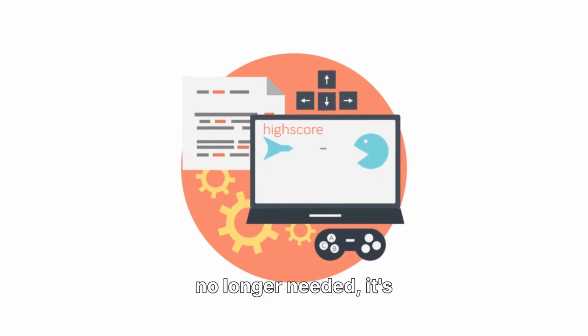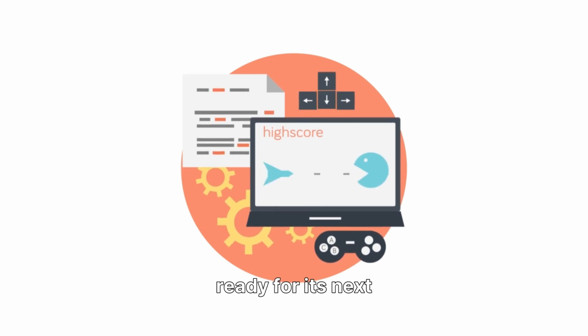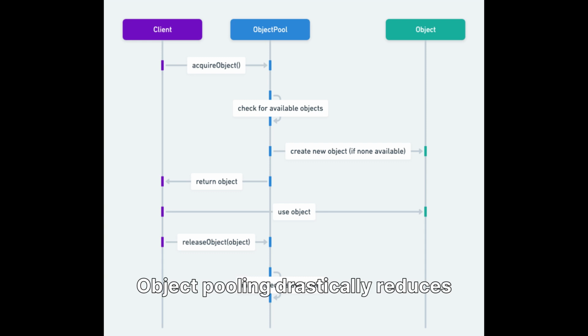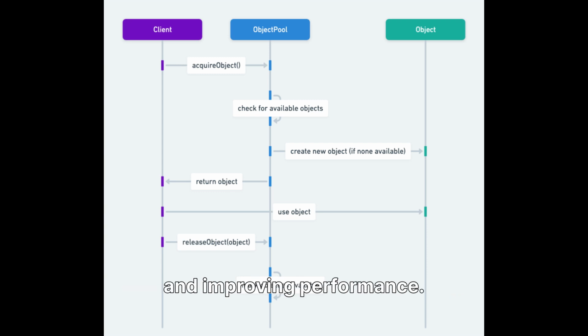When an object is no longer needed, it's returned to the pool instead of being destroyed, ready for its next use. Object pooling drastically reduces the need for continuous allocation and deallocation, thereby minimizing garbage collection events and improving performance. By avoiding Instantiate and Destroy calls during gameplay, you eliminate a major source of GC spikes.